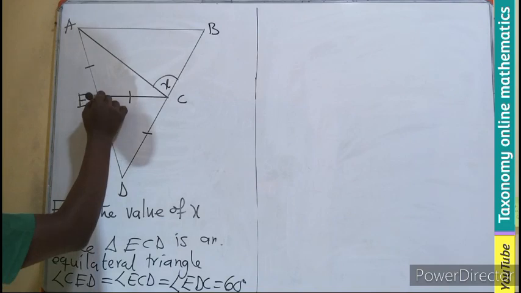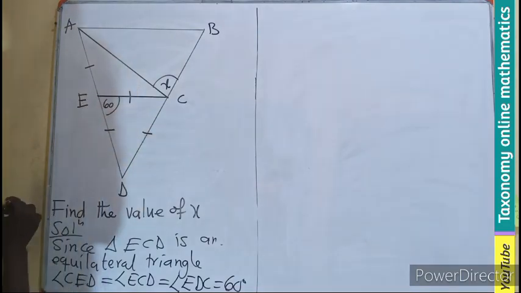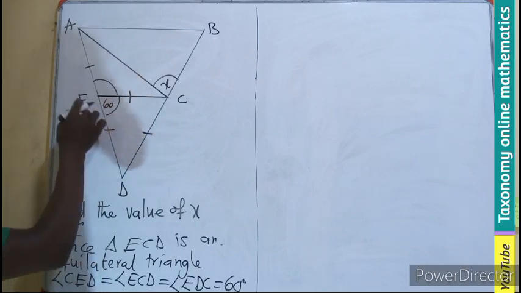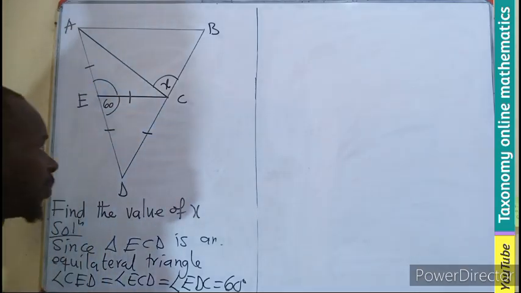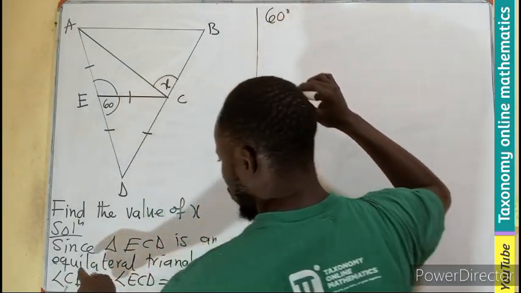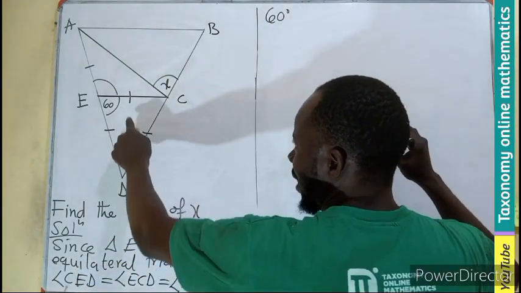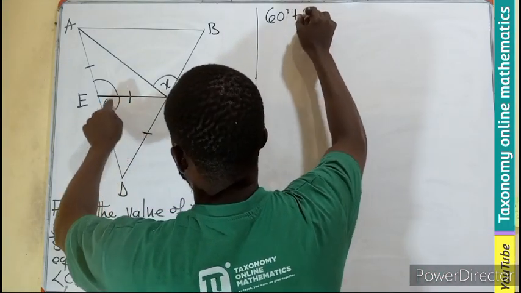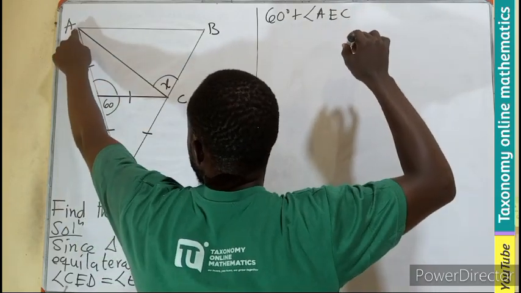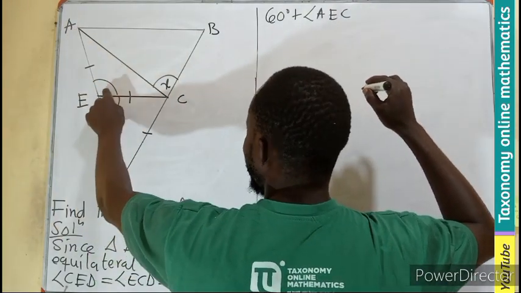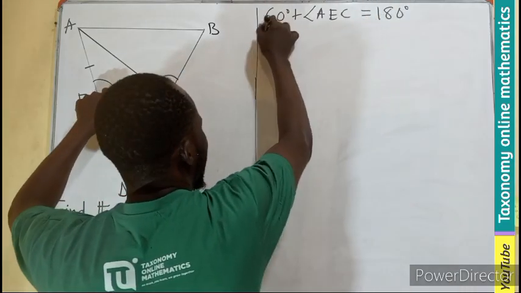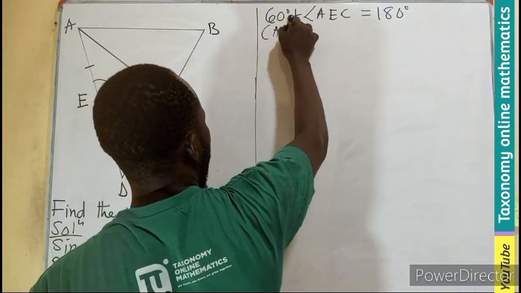Alright, so the moment this angle is known as 60, we can find this obtuse angle here using angles on a straight line. So let's begin with that. We can say that 60 degrees, which we have already described here, plus this angle, which will be AEC, if I add the two, I should get 180. Angles on a straight line.